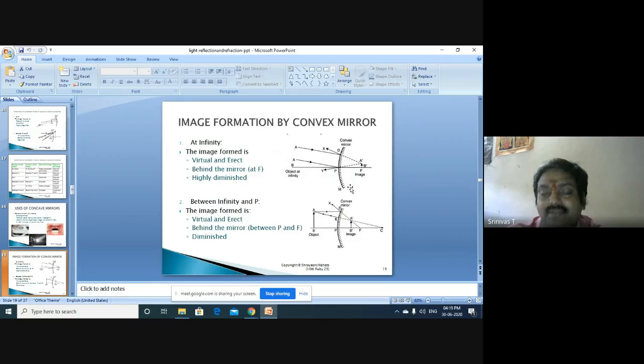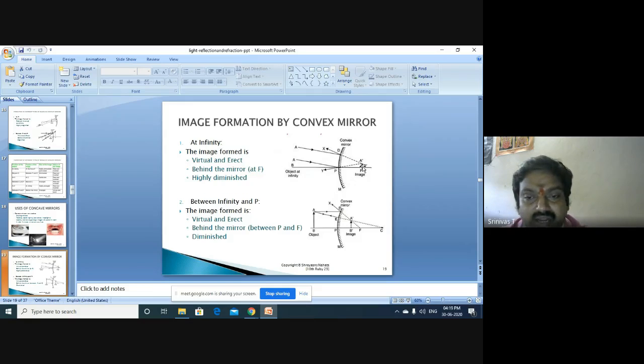This is the convex mirror. So behind the mirror at F. Where is F here? Yes, exactly here. Once the rays are extended in the other direction, you get them at the focus only, right? Because the lines from infinity are parallel to the principal axis, they get reflected and meet at a point A dash. That's how we have its image virtual and erect behind the mirror.